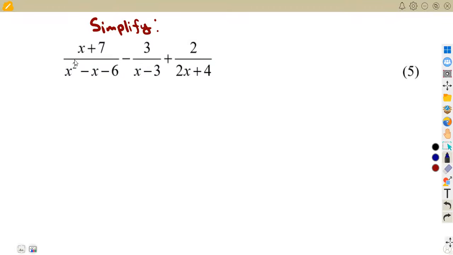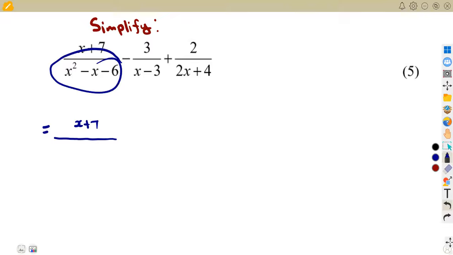So the first thing that we're going to do is to factorize so that we can see what the LCD is. Let us factorize the first part. x plus 7, the numerator, there's nothing to do on that part. Even if it factorizes, leave it like that, because we are not considering the numerators. We're talking about the lowest common denominator, the denominator in that case.